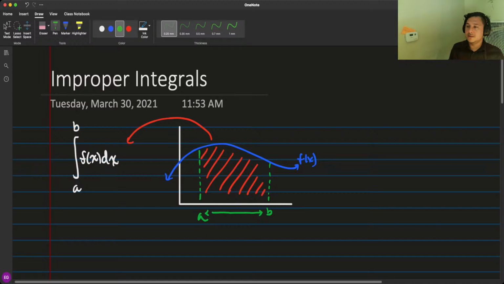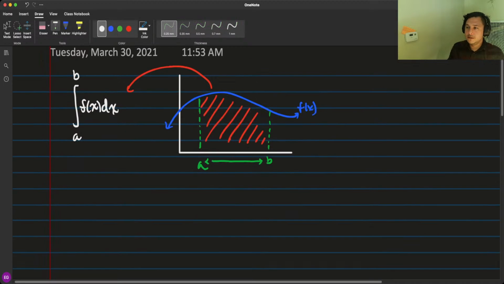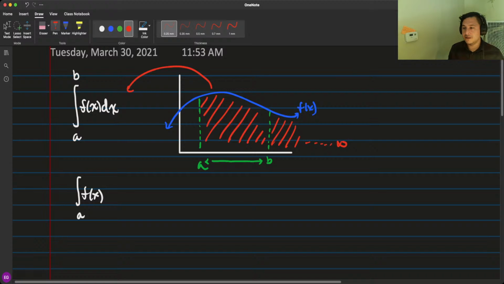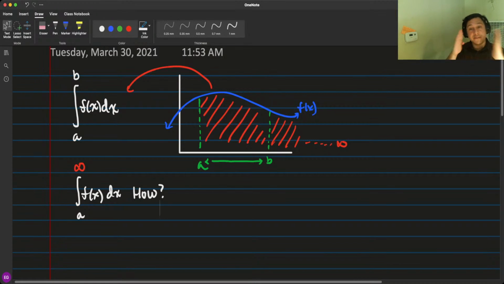Okay, now the question is, what if you want to do something sort of crazy? Like, you want to start at a, and then you just want to accumulate area forever, all the way off until infinity. How do we do that? So instead of going between two particular definite numbers, like a and b, you start at a and then you accumulate area all the way off to infinity.